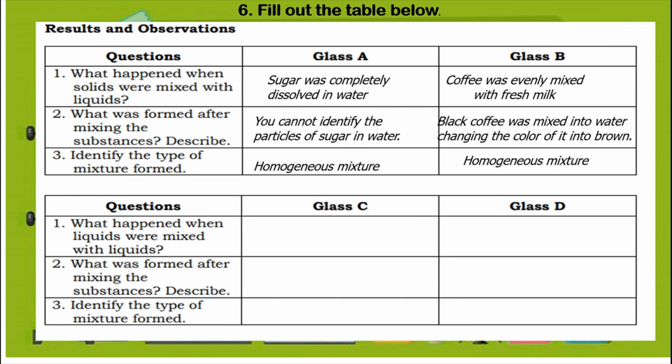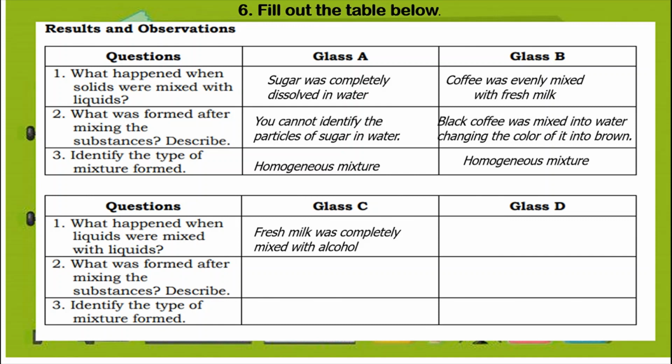Homogeneous mixture. Ang coffee og ang water. Kaya wala ka na makita dito, kundi na nahimo na siya og brown ang colorless na tubig. So, wala ka na makita, only brown color. So, ano siya? Same lang gihapon siya, homogeneous mixture. Okay, let's go to glass C.